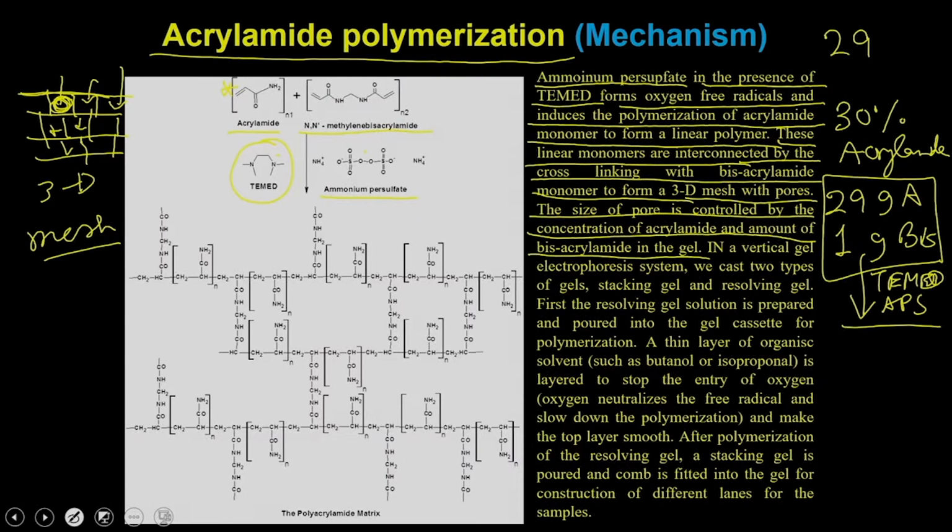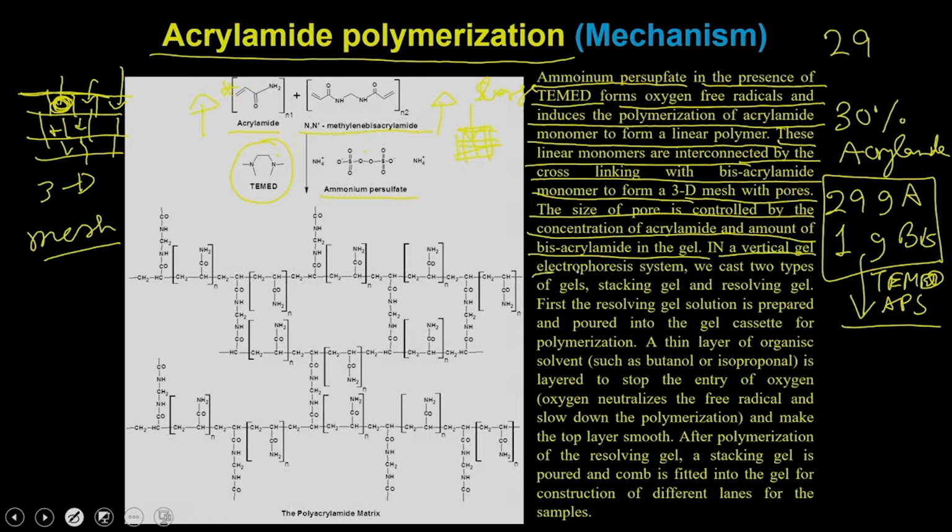Which means if you increase the bisacrylamide concentration or if you increase the acrylamide concentration, you are going to decrease the pores, because you keep putting more and more fiber, and as a result the pore size is going to be smaller and smaller. Which means you cannot use a very highly cross-linked gel with a large protein, because the large protein will not be able to enter into these pores, and as a result it will be excluded from the gel.